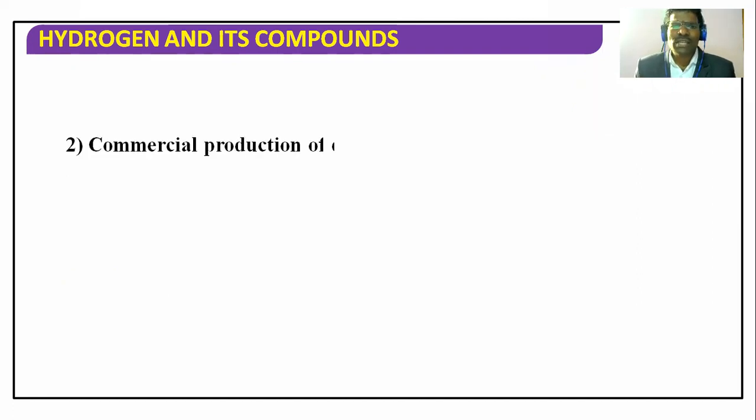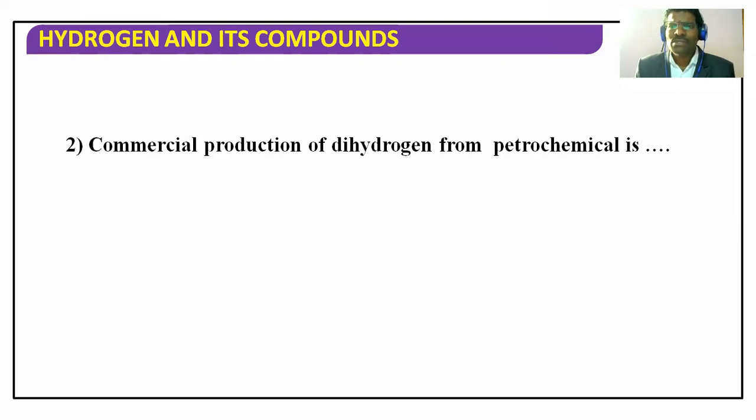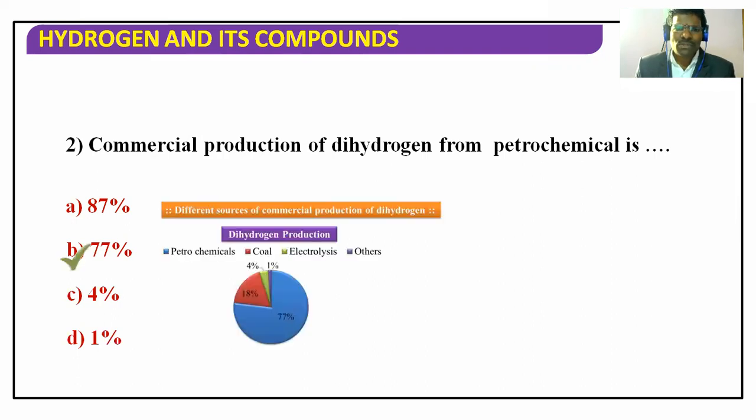One more question: the commercial production of dihydrogen from petrochemicals, how much percentage? Just now we have seen 77%. Among 77%, 4%, 1%, which is the correct answer? Option B is correct, dear students. 77% of hydrogen can be produced from petrochemicals.